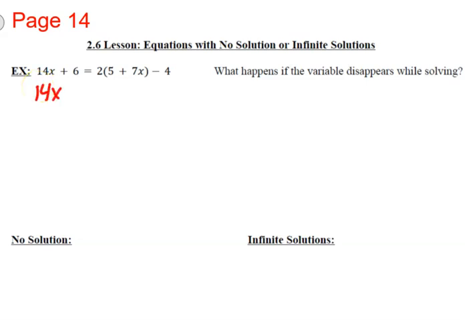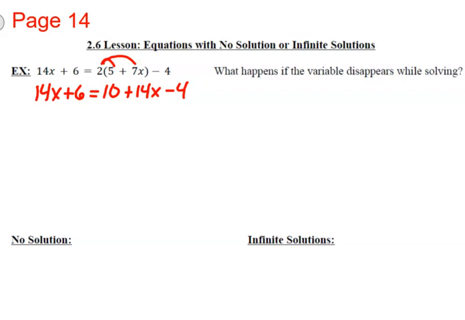So 14x plus 6 stays. Now let's distribute. 2 times 5 is 10. 2 times 7x is 14x. And there's still a -4 behind there. So now we want to think about where we have like terms and how we get those like terms together.